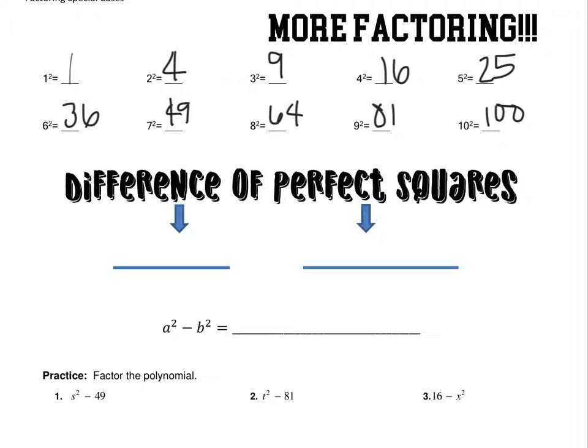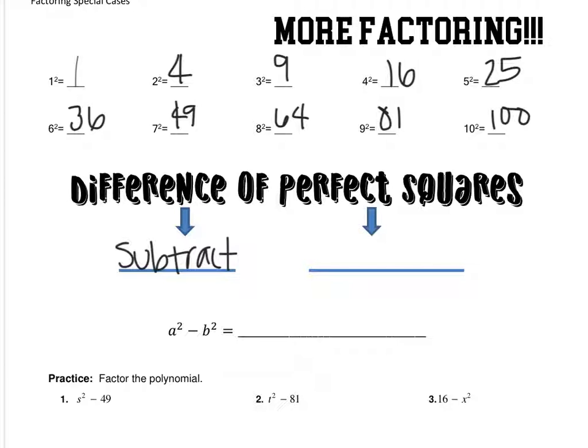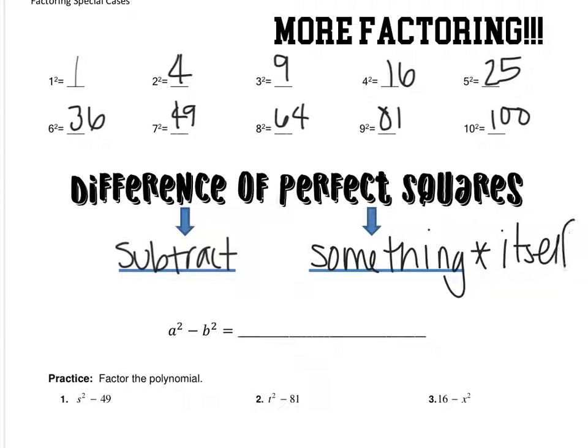So when we're talking about the difference of perfect squares, difference in math means that we are subtracting. And perfect squares, we would say, is something that can be written as a number or something times itself. Something that is multiplied by itself. So all of these up here, 1, 4, 9, 16, 25, 36, 49, 64, and 81 are perfect squares because they can all be written as some number times itself. For example, 81 would be 9 squared. So 81 is a perfect square.